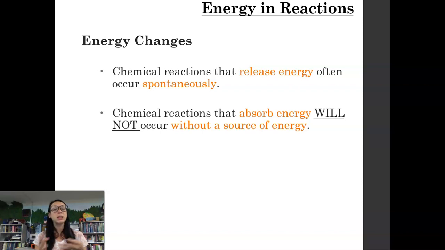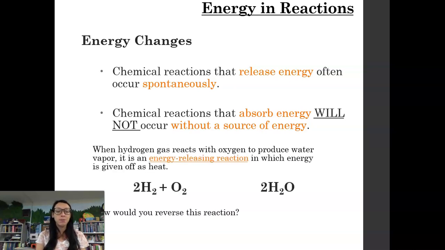Chemical reactions that require or absorb energy are not going to happen spontaneously, which means they require a source of energy. Think back to the beginning of our review video when I used water as an example. Taking water and breaking it up into hydrogen and oxygen is not going to happen spontaneously. It requires a lot of energy to make that happen. So we have to supply an energy source if we want to break the chemical bonds found in that water molecule in order to release the hydrogen and oxygen.